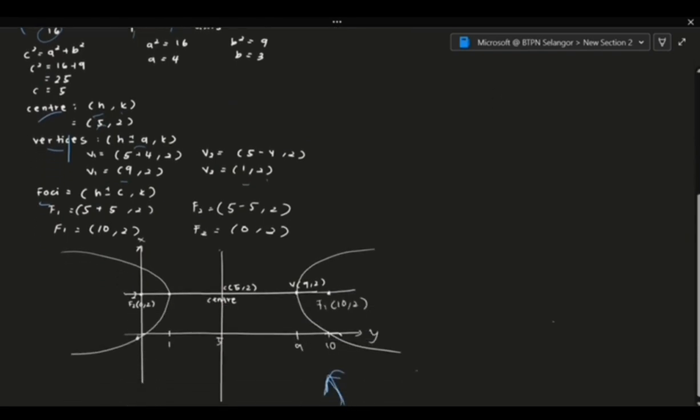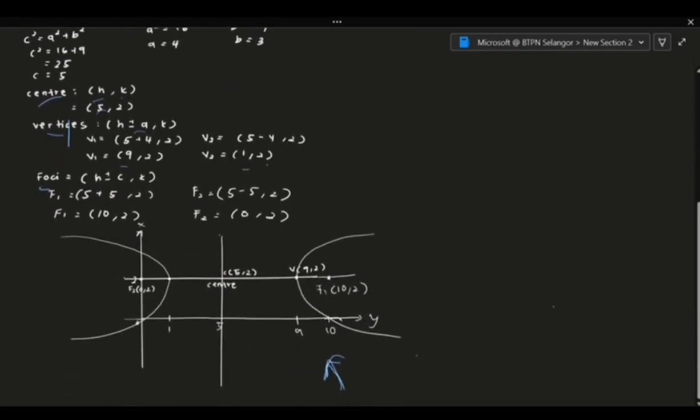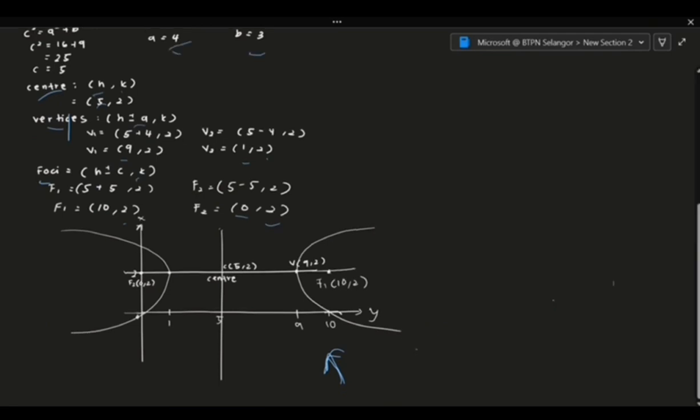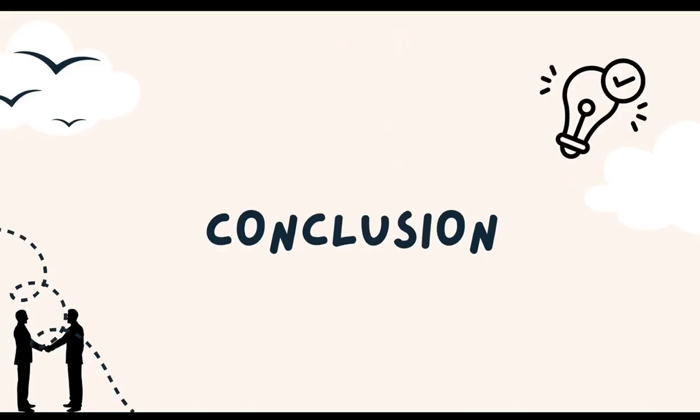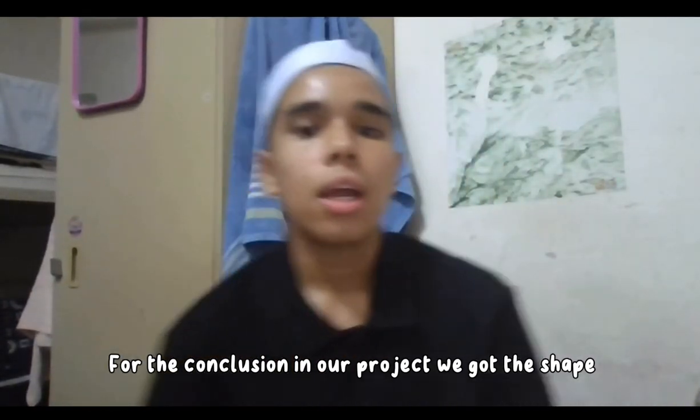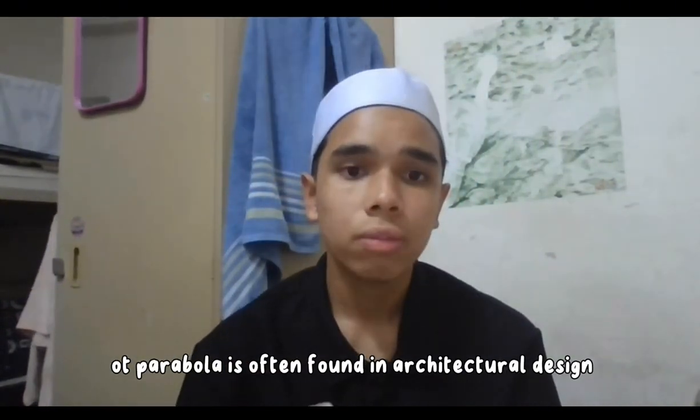So for the foci, we can search the x-axis with h plus minus c, and for the y-axis is k. So we know h is 5 and c is 5. So we got the first focus is 10, 2, and the second focus is 0, 2. Therefore, after we search the center, vertices, and foci, we can sketch the hyperbola graph, and we got the horizontal axis.